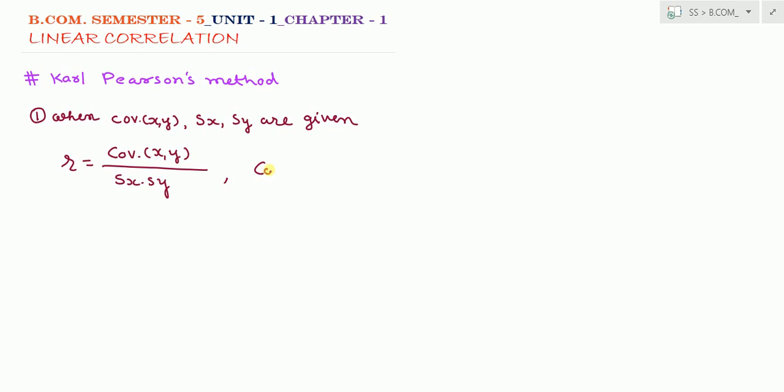covariance xy is equals to sigma x minus x bar into y minus y bar upon n. Okay, now formula number 2.